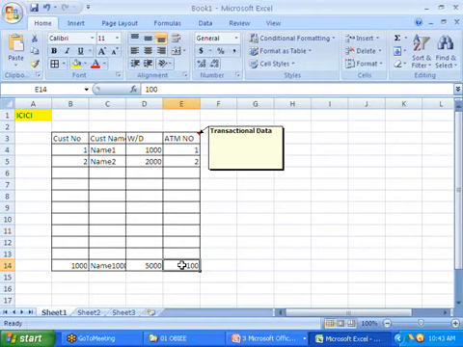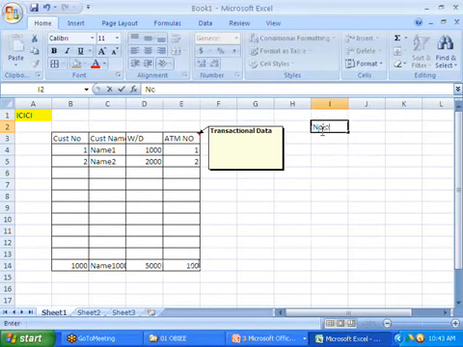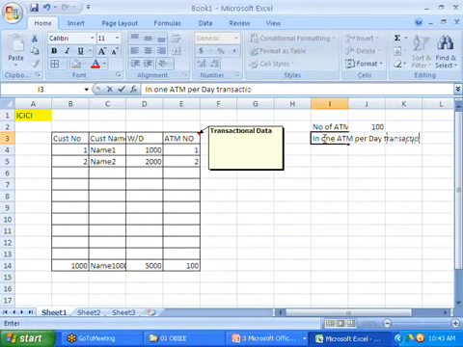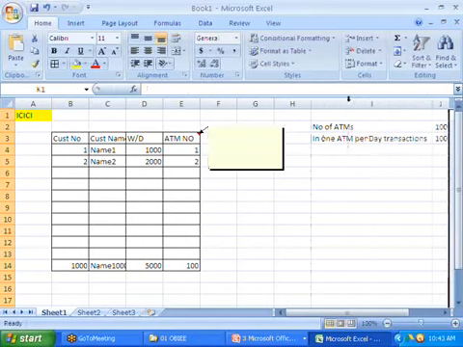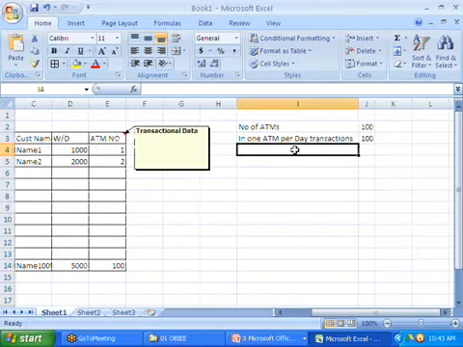How many records he has given, that is important here. Let us say the number of ATMs, how many are available, sir? 100 ATMs are available, right? And in one ATM, let us assume the per day transactions are 100. 100 is the per day transactions.